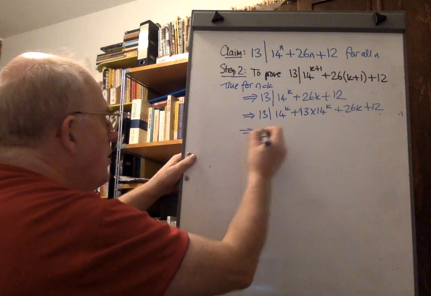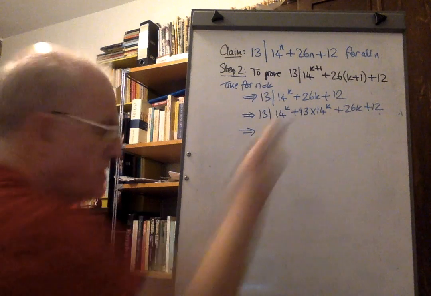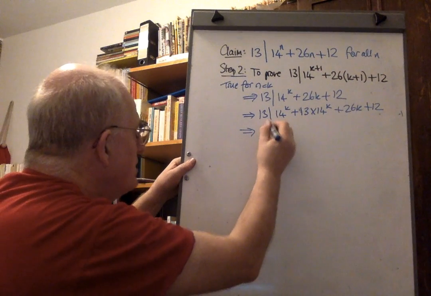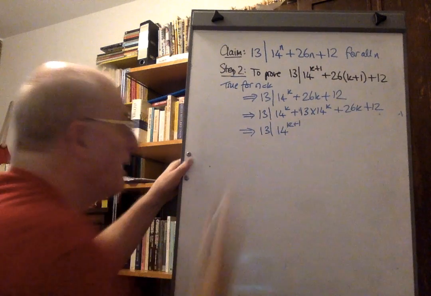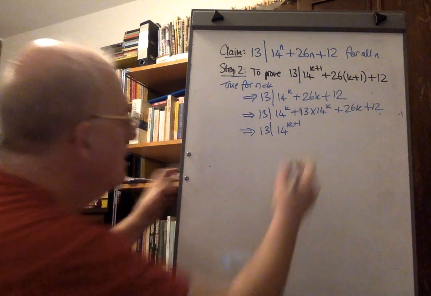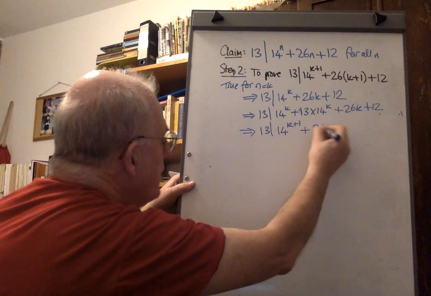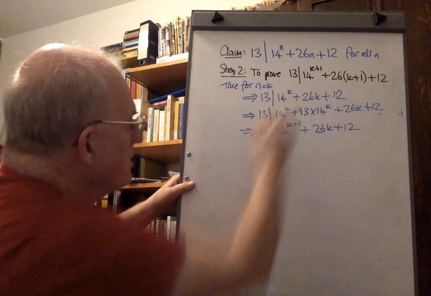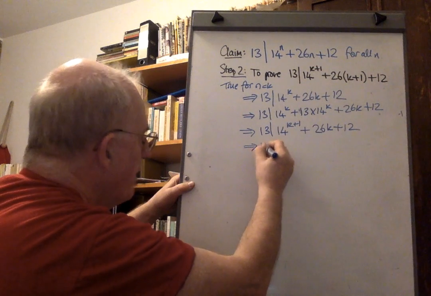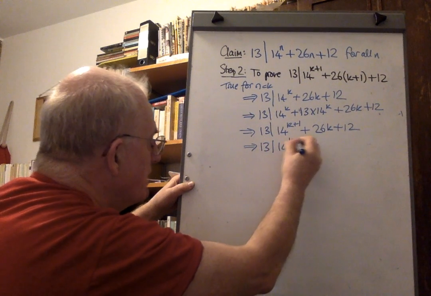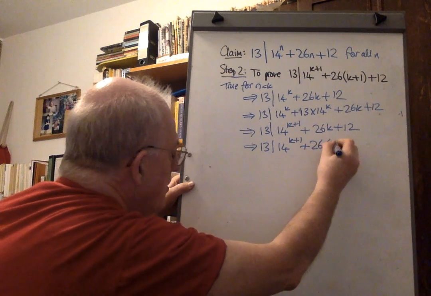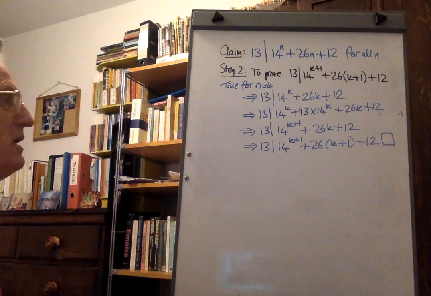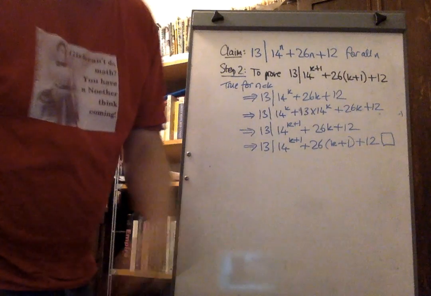Okay. Right, so I've got 14 to the k plus 13 14 to the k's. How many 14 to the k's is that? That's 14 of them. So 13 divides into 14 to the k plus 1, which is what we wanted to get, plus 26k plus 12. Okay, we're almost there. What's missing? Oh, 26. Well, you can add 26 because 13 goes into 26. You can just do that. And we're done. Right. Good. One more example.